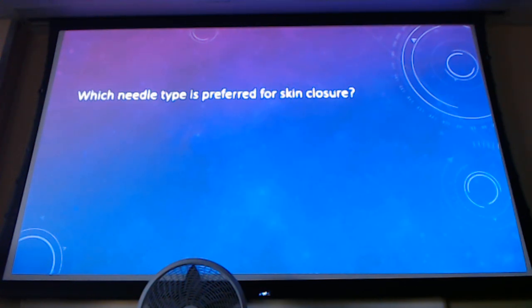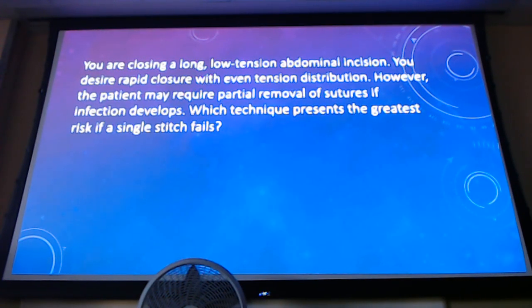Okay? Alright. Which needle type is preferred for skin closure? Reverse cutting. Reverse cutting or just cutting? Good.